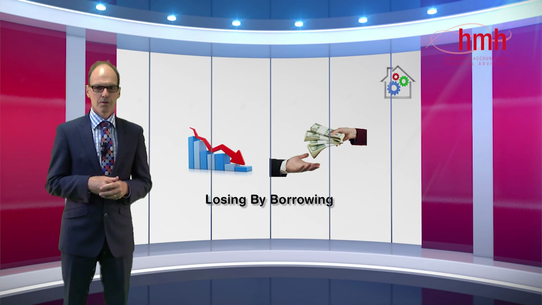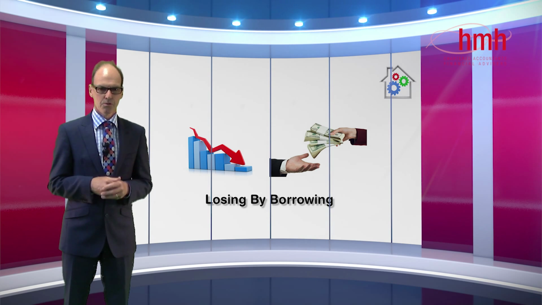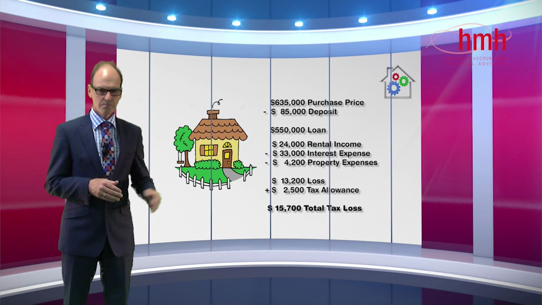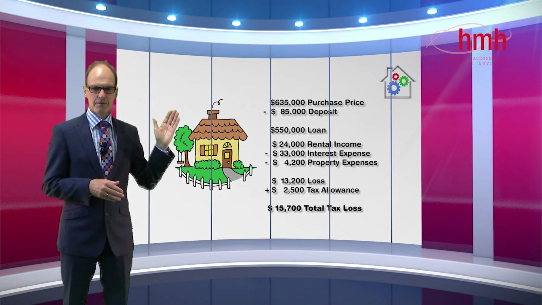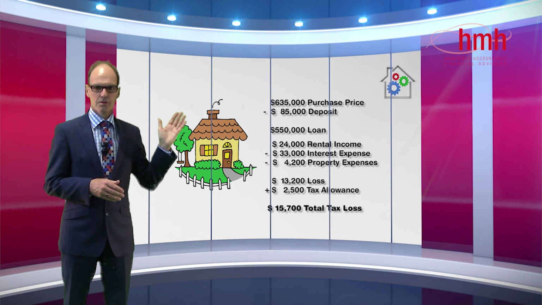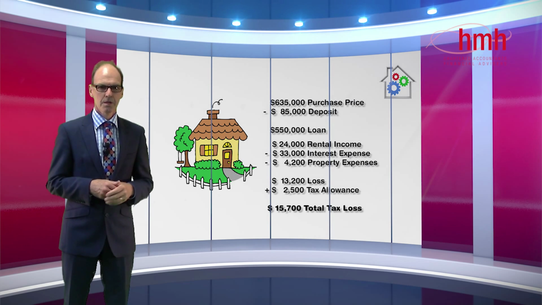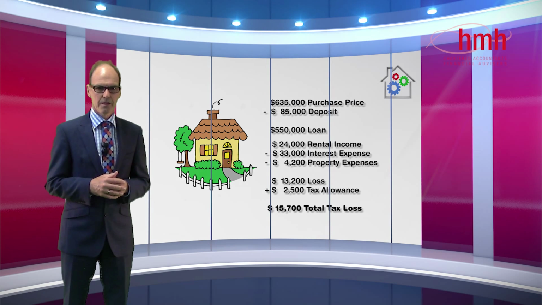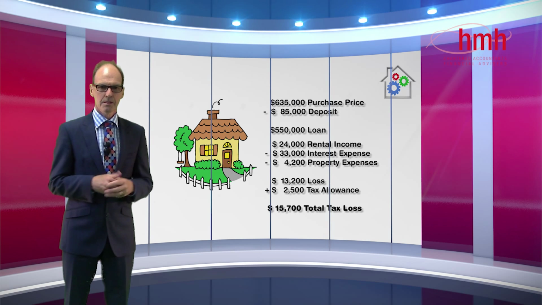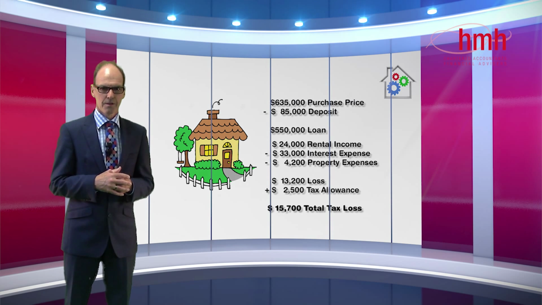So, in order to see how this works, let's go to a practical example. Let's assume you buy a property for say $600,000, $635,000 all up with stamp duty and legals. You have an $85,000 deposit and you borrow $550,000. Assuming a rental yield of 4% per annum, you get income of $24,000. Against this, you incur interest costs on the loan of about $33,000.